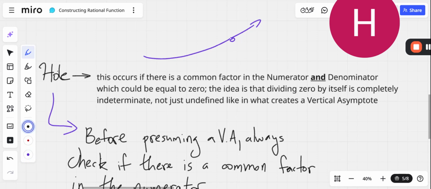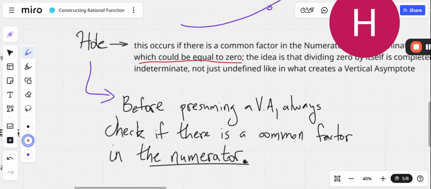And this happens whenever we have a common factor in the numerator and denominator, which could be equal to 0. It's very important. If those factors can't equal 0, then there's no threat of dividing 0 by 0. There's no problem with our fraction. Really, the idea is that if we're dividing 0 by itself, that's just completely indeterminate. We can't figure out what that is. We can't even say that it's approaching positive infinity or negative infinity. So it's not just undefined in the same way that a vertical asymptote is undefined.